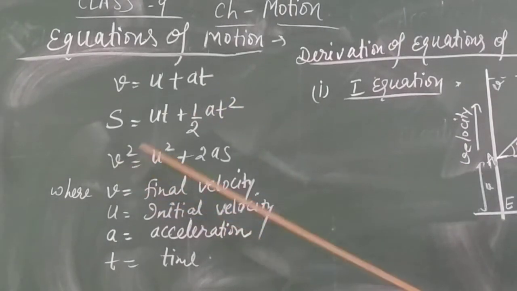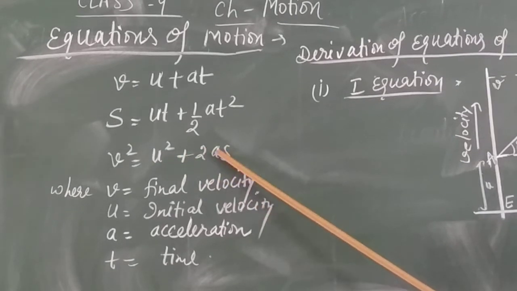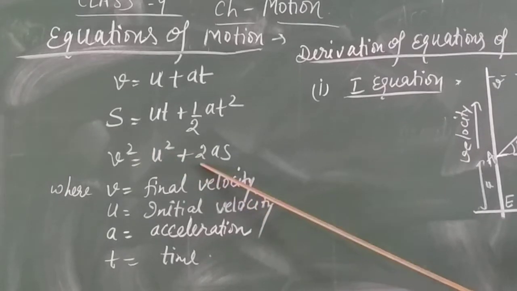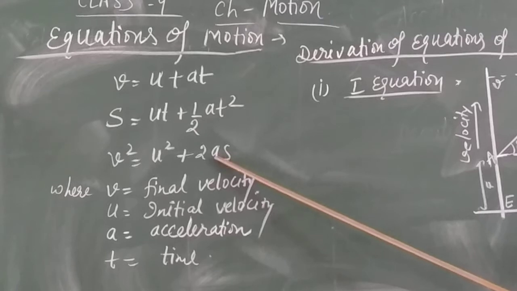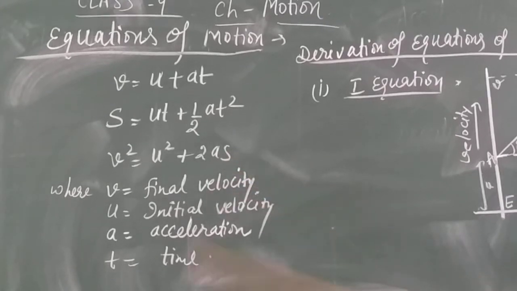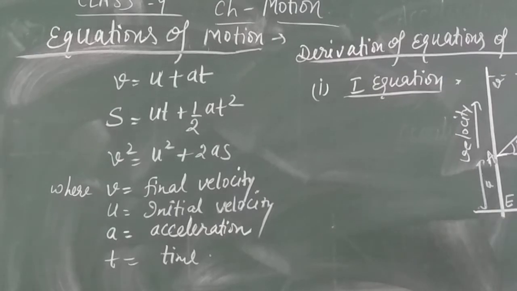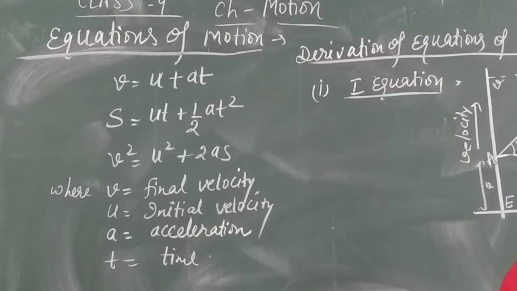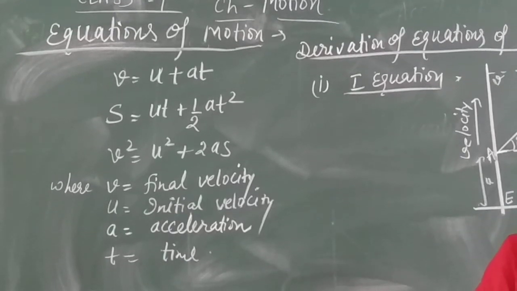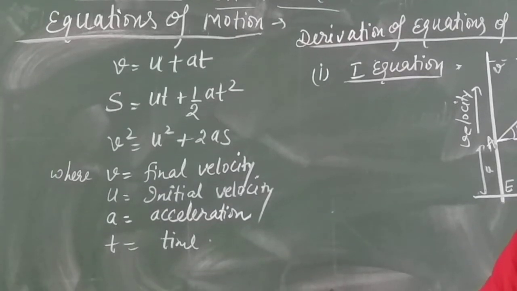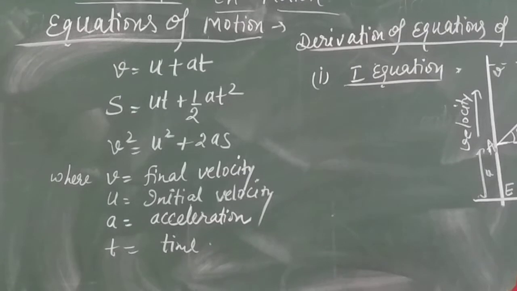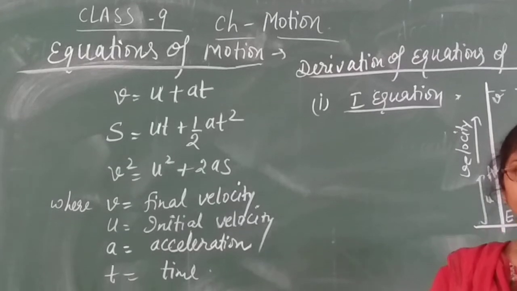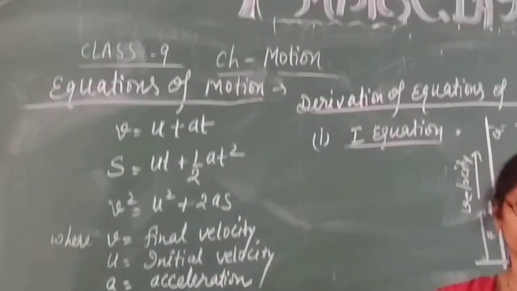Third one is v square is equal to u square plus 2as. v is final velocity, u is initial velocity, 2 is a constant number, a is the acceleration, s is the distance covered by the body. Let us consider the body having initial velocity u. After t time, it gains final velocity v during time t. During this time, the distance covered by the body is s and acceleration of the body is a. Then we can prove the first, second, third equations of motion.